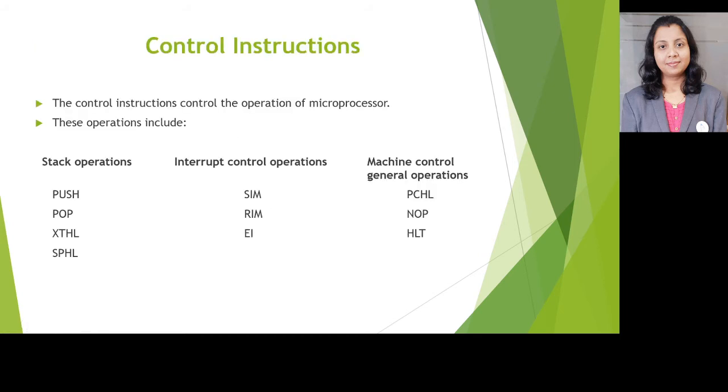Next we can see the control instructions. This is the 5th classification of the instruction set. The control instructions control the operation of the microprocessor. These operations include stack operations, interrupt control operations or machine control general operations. Each and every set has 4 to 5 instructions in it.